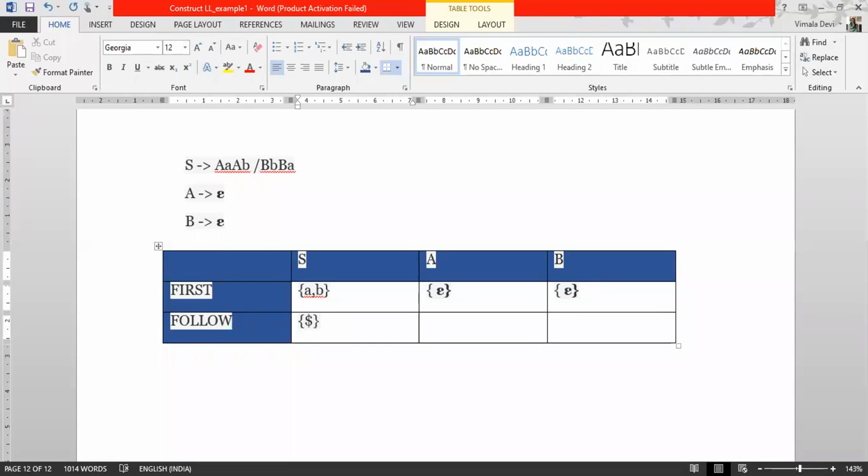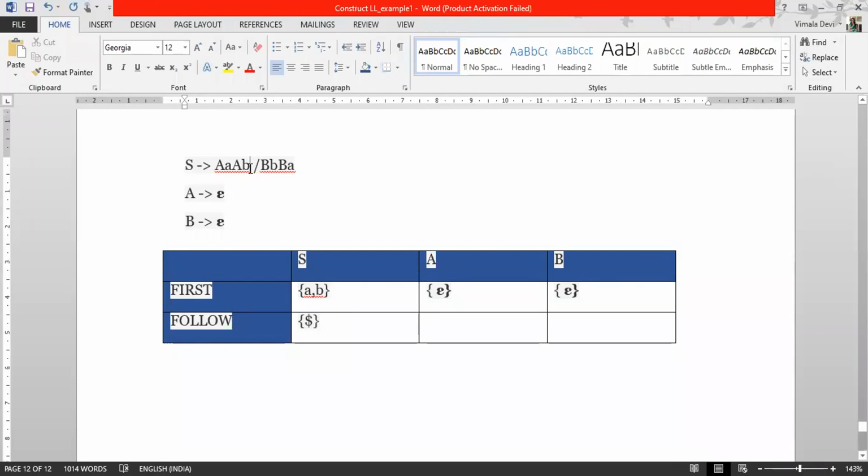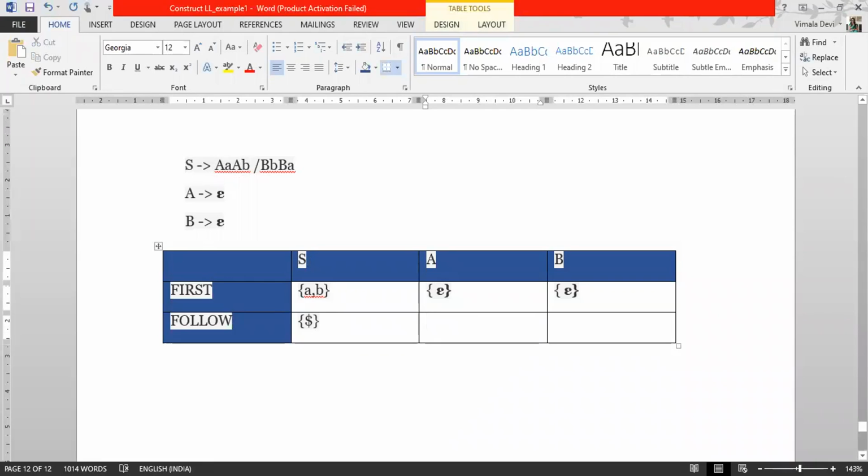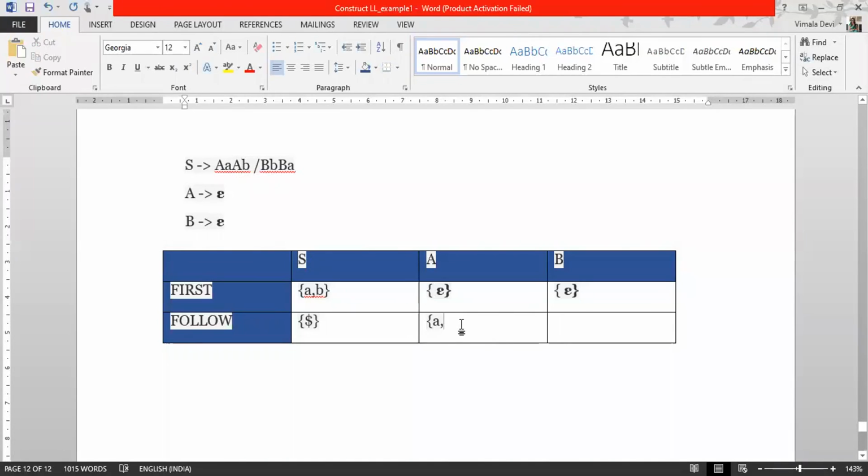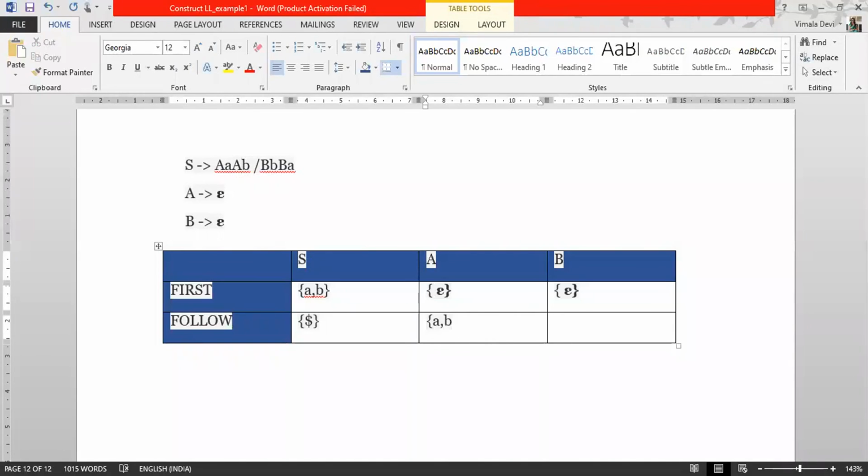Now you have to compute follow of A. Computing follow of A is a little tricky, right? You have to consider this rule. When you consider this rule, A is available at two places. First, consider this A. What is follow of A? It's a terminal symbol, which is a. But when you consider this A, follow of A is nothing but b. Isn't it?